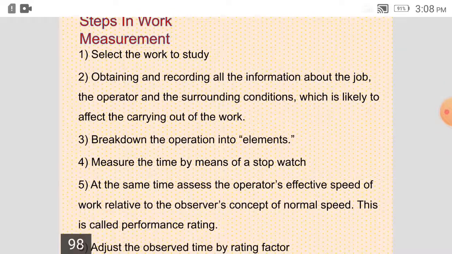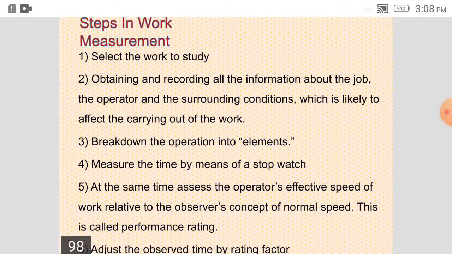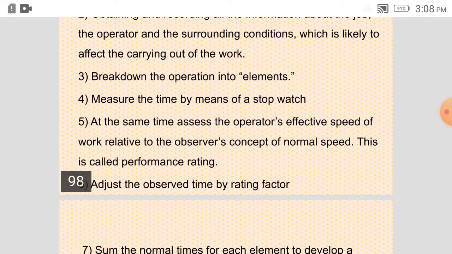Then the steps in work measurement that we will see: select the work to study, obtain and record all the information about the job, the operator and the surrounding conditions which are likely to affect the carrying out of the work. Then break down the operation into elements, and measure the time by means of the stopwatch, a simple stopwatch. At the same time, assess the operator's effective speed of work relative to the observer's concept of normal speed. This is called performance rating.